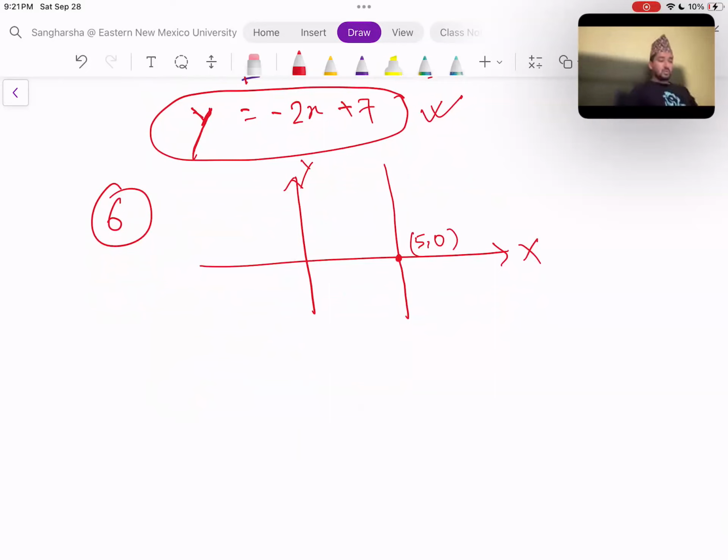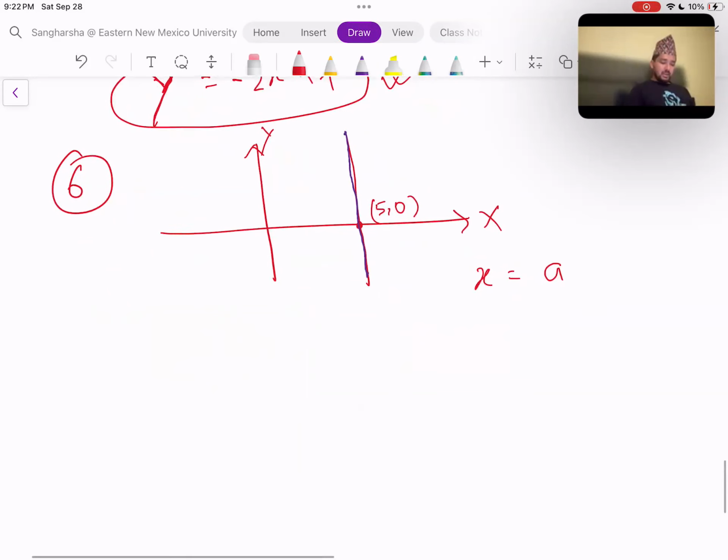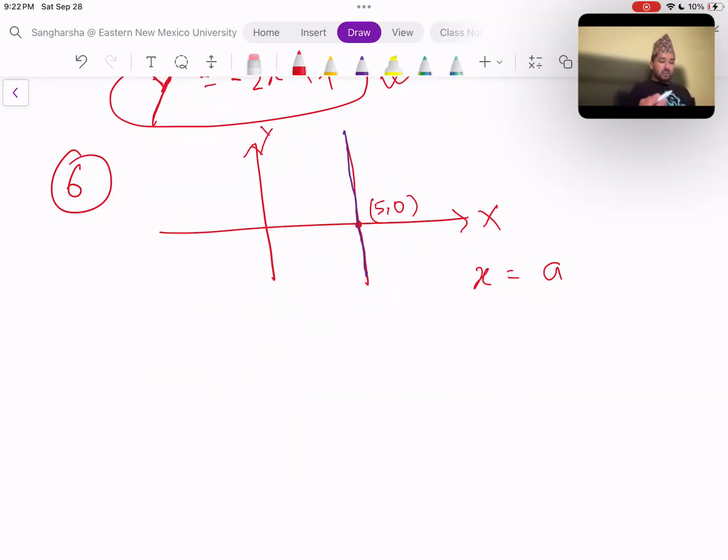So what would be the equation of this vertical line? Can anyone tell me? Can you guess the equation of this line? Now, every vertical line has an equation of this type, x equals a. Okay, so your a is the point at which the vertical line crosses the x-axis. Now, for this line, what is a?